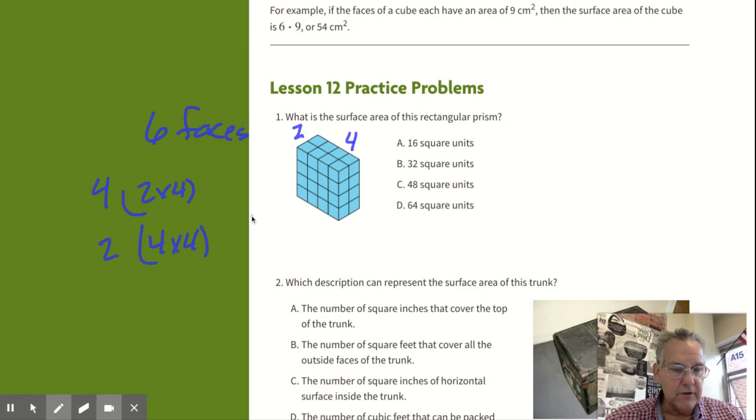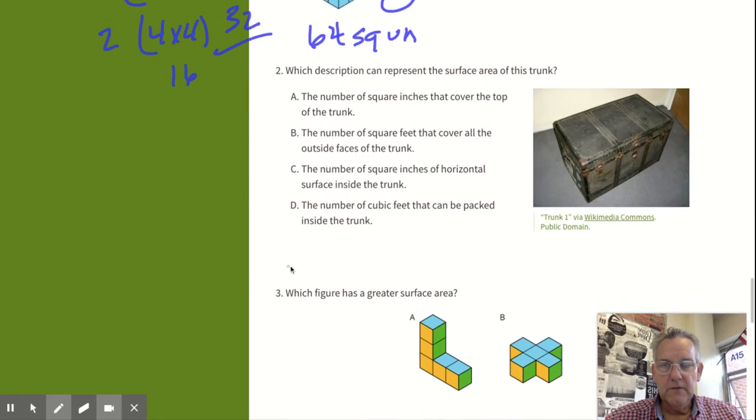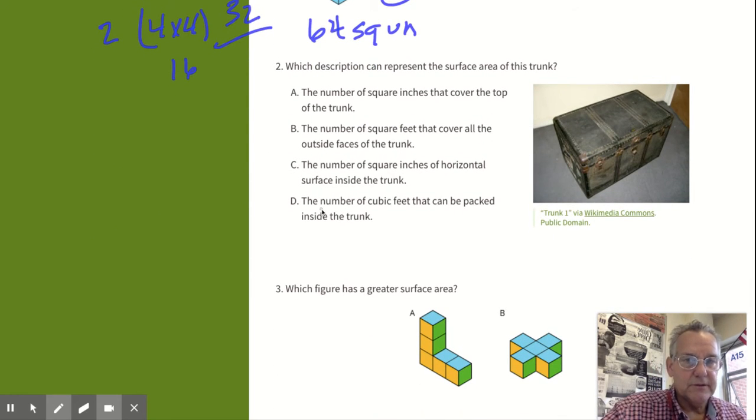And you can use whatever method you'd like. I always like to put how many of the faces there are and its dimensions. Of course, this is 8, and 4 times 8 is 32. And this is 16, and 2 times 16, also 32. So it has a surface area of that rectangular prism of 64 square units, which of course is D in this case.